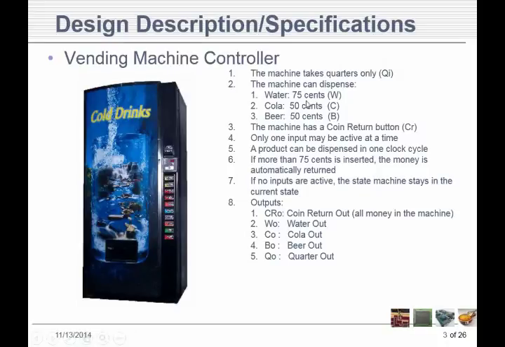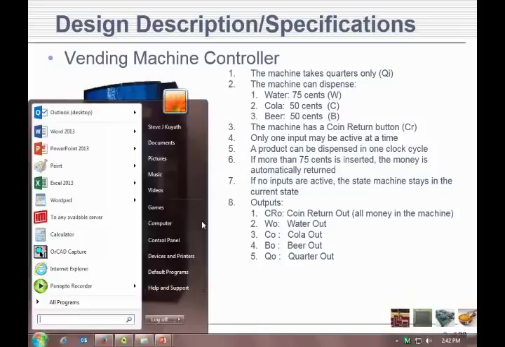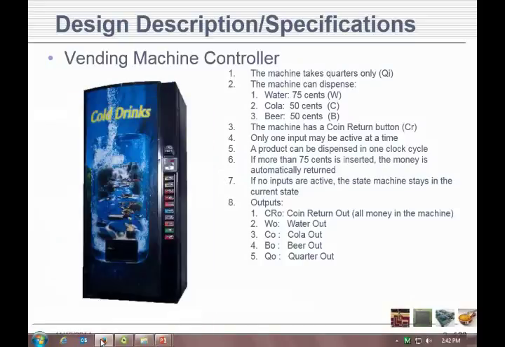Okay, back to our machine. We got water, cola, or cheap beer. If we could have cheap cigarettes in here, we could really make some money. Okay. The machine does have a coin return. This is very important, and it is exactly like the project itself.